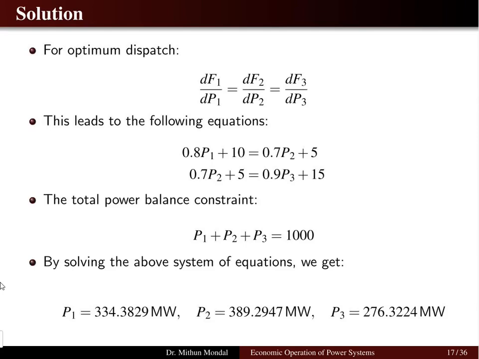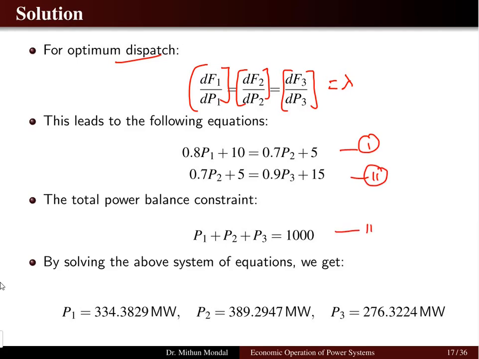The solution again starts with the optimal dispatch problem, where the differentiation of the fuel cost with respect to its individual power will be equal. We take the differentiation of the expressions F1, F2 and F3, which leads to 2 important equations, and the third equation is the total power balance constraint. So 3 equations in 3 variables can be solved and we get the values of P1, P2 and P3.